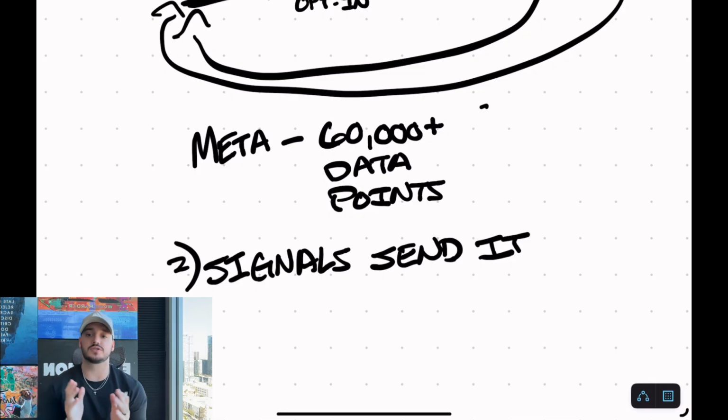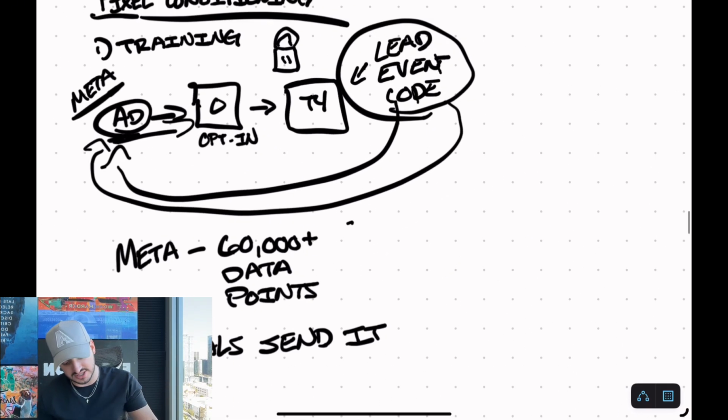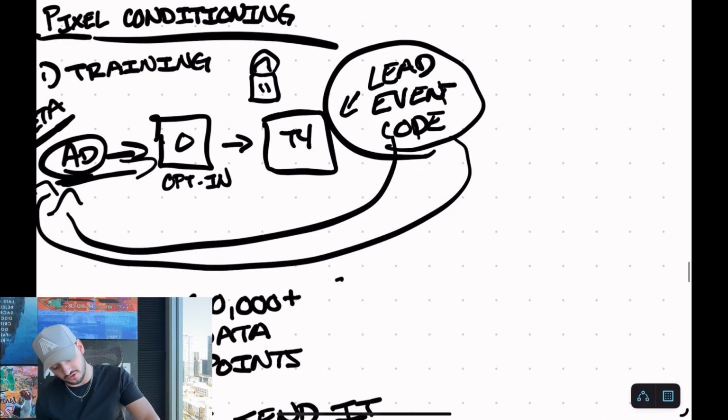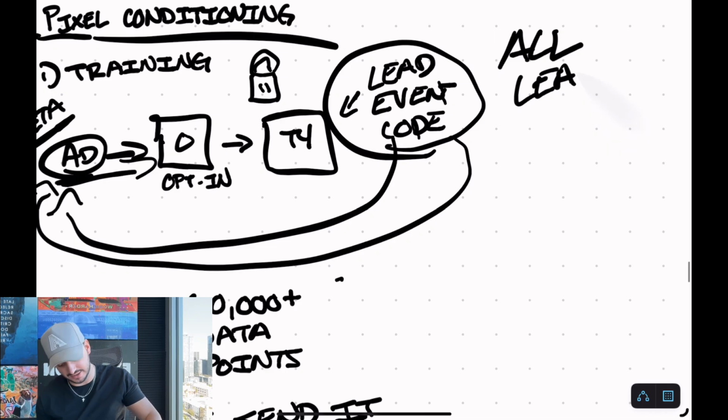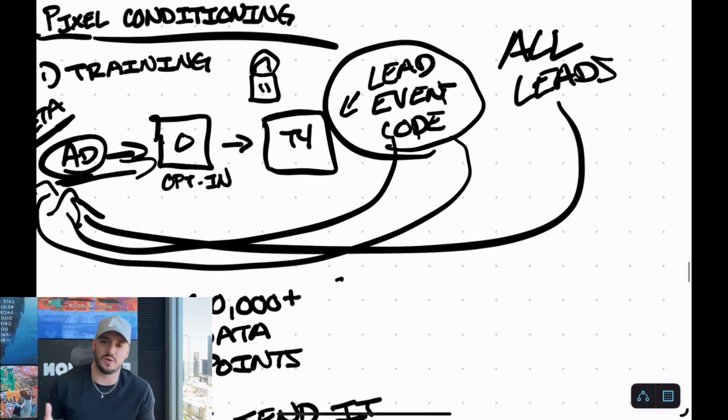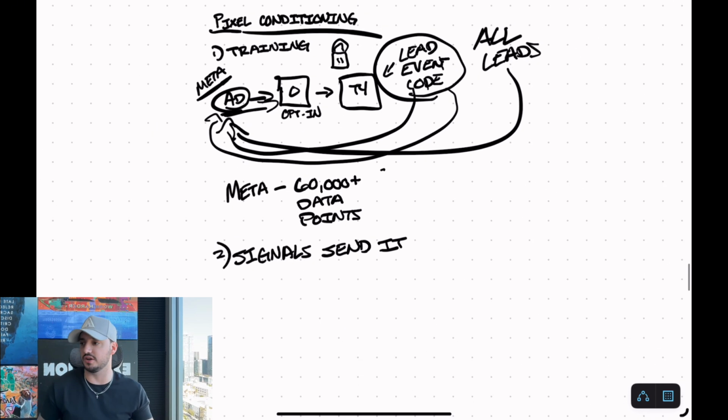So, not all leads are created equal, but what a lot of you guys are doing is you're sending all leads back to your ads. And then you wonder why they're not doing well. And then you blame Meta. And then you're like, oh, this sucks, and blah, blah, blah, this is not how it works, Meta ads suck, right?